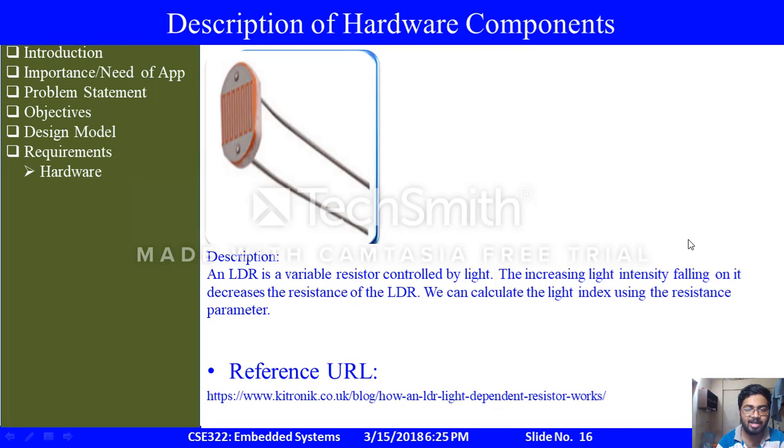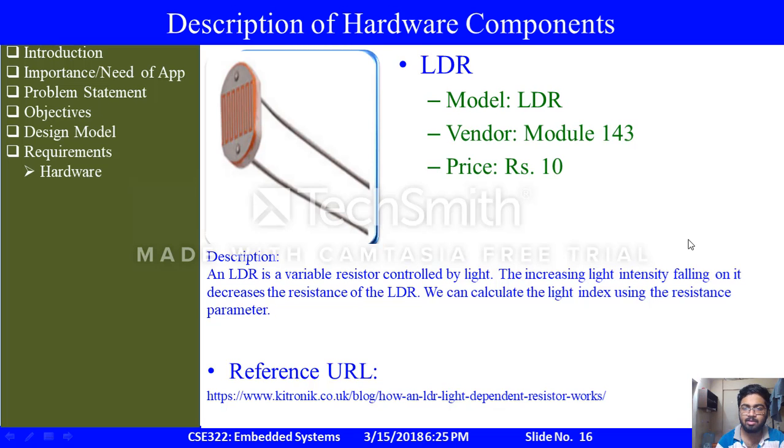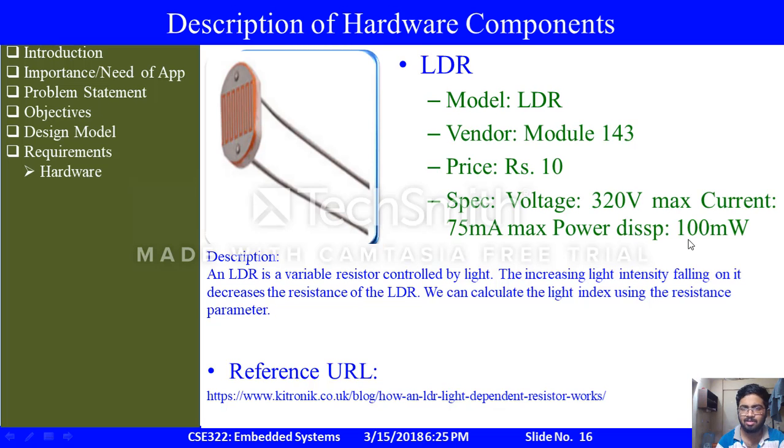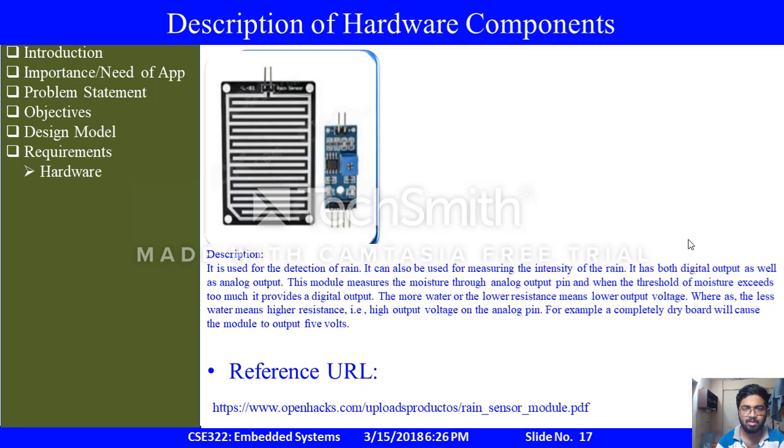The next sensor is an LDR sensor. An LDR is a variable resistor controlled by light. Increasing light intensity falling on it decreases the resistance of the LDR. We can calculate the light index using the resistance parameter. The model is LDR and its price is nearly 10 rupees. The specifications are: voltage 320 volts max, current 75 milliamperes max, and power dissipation 100 milliwatts max.